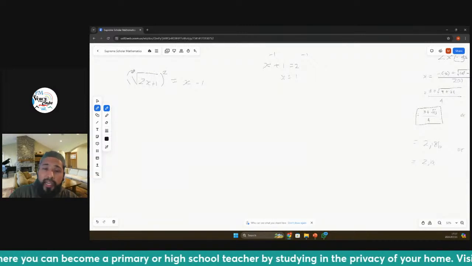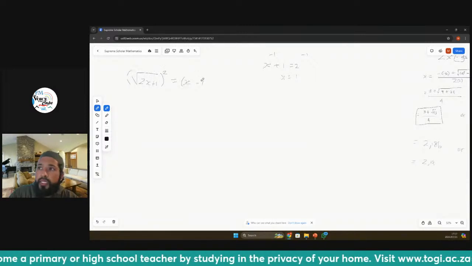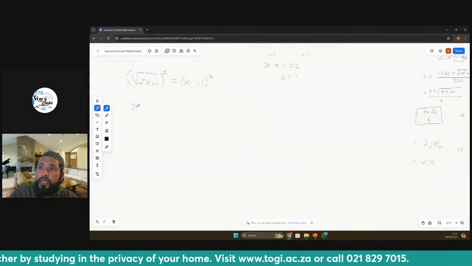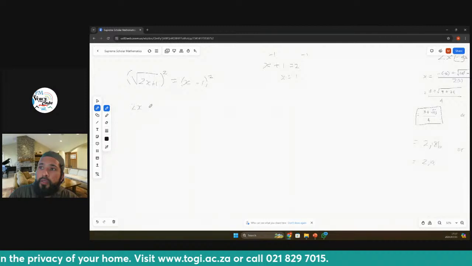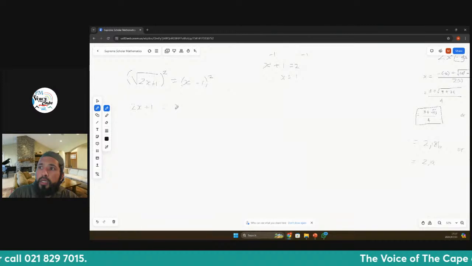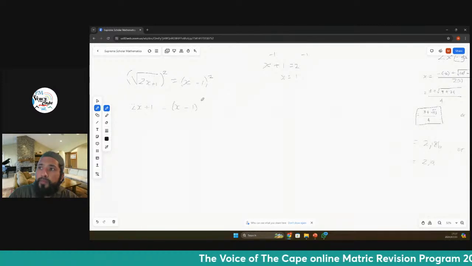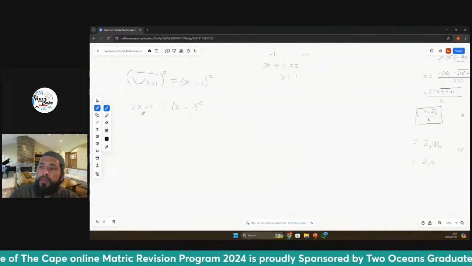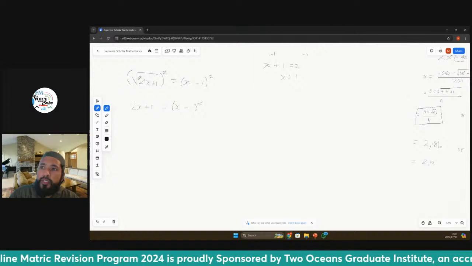But what I do on the left-hand side, I have to do on the right-hand side. So I do the same thing here. I square the side over here. And then I end up with 2x plus 1 is equal to x minus 1 squared. Okay. So now I've got something that looks a little bit easier to deal with. Now I've got rid of the square root.